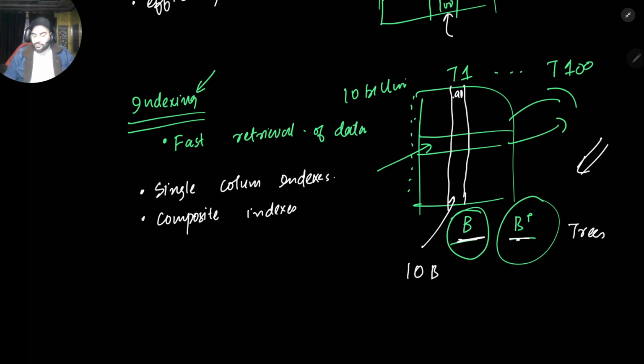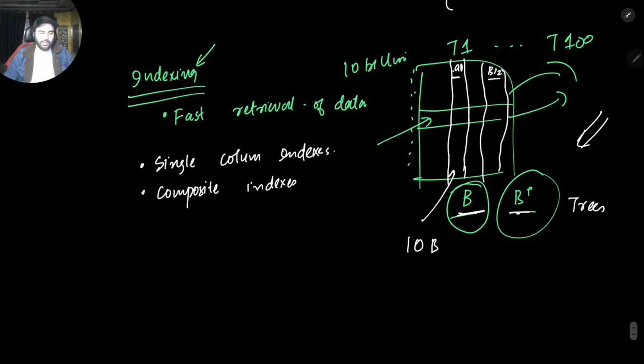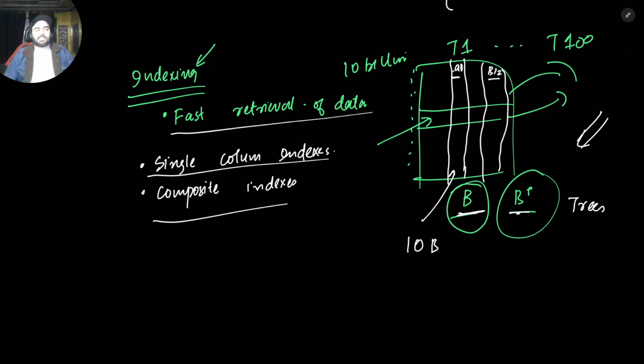Sometimes we collectively want, let's suppose we have another column here, B12 or something like that, and we want faster retrieval of A1 and B12 together. For that we'll use composite indexing. Then we have other things like unique index, which we will see later. Just keep in mind that indexes are there for fast retrieval, and there are types called single column index and composite index that we'll be creating. Is it clear? Yes, sir.